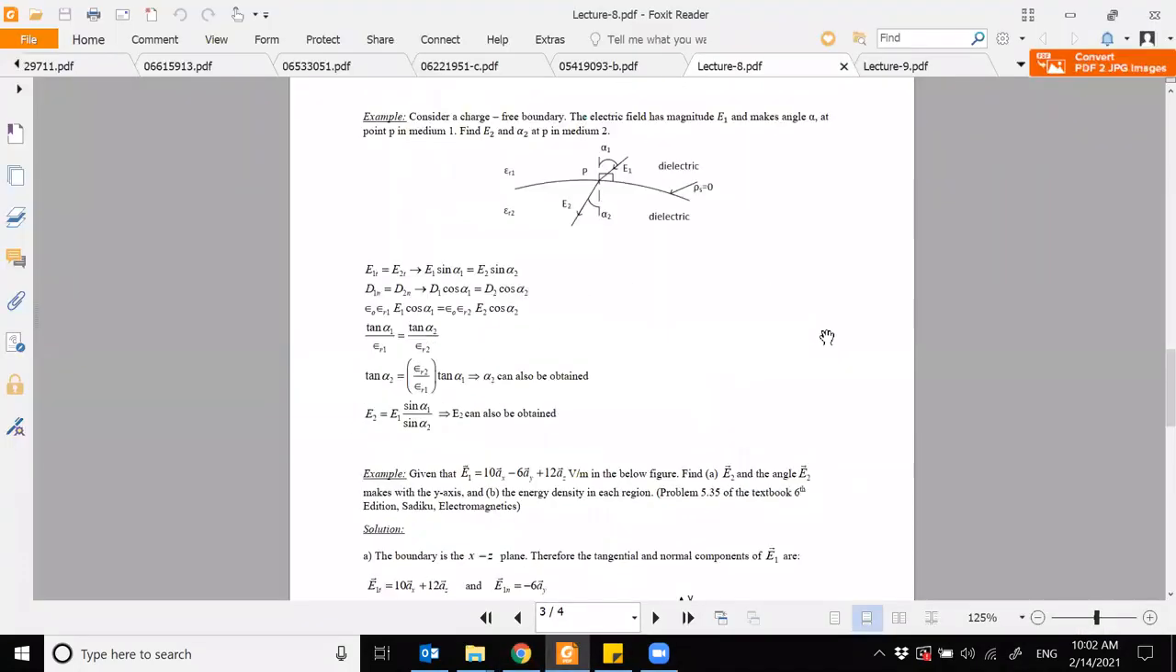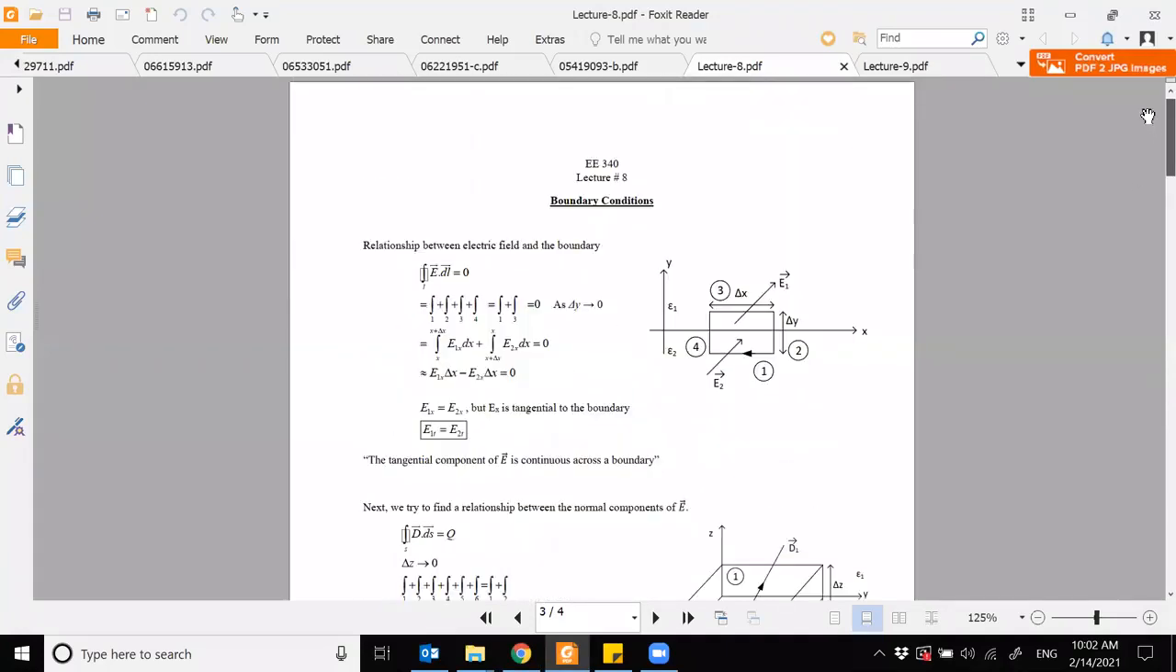Okay, so let's start. In the last class, let's just quickly review the last 2 classes. In the last 2 classes, we looked at conductors. We looked at what happens to a conductor when it is isolated, and then what happens to the conductor when it is connected to an electromotive force, that is a voltage source.